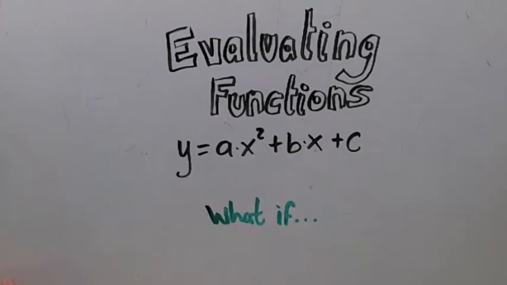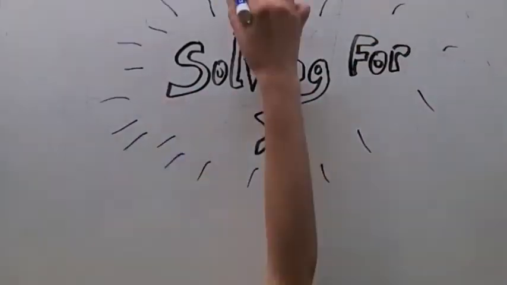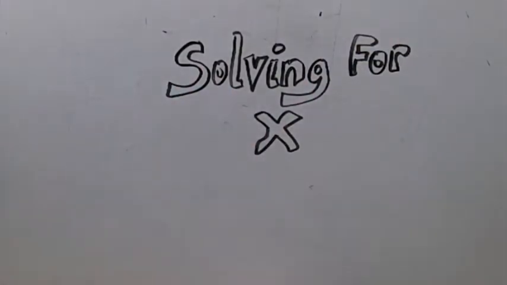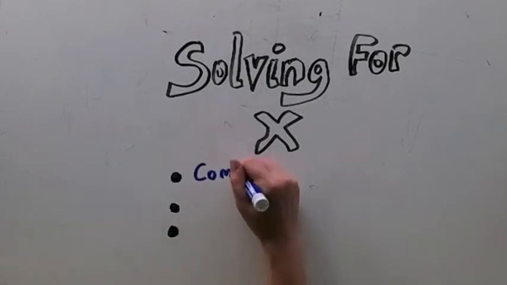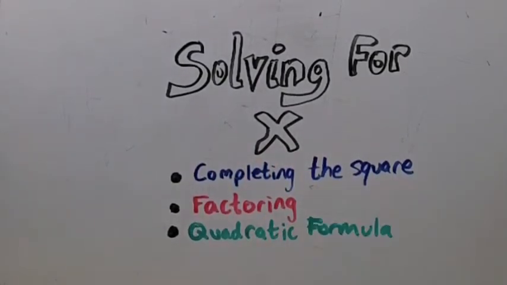Now what if instead we are given y and want to find x? This is what we call solving for x. In quadratic equations, there are 3 different ways in which we can solve for x. They are completing the square, factoring, and using the quadratic formula.